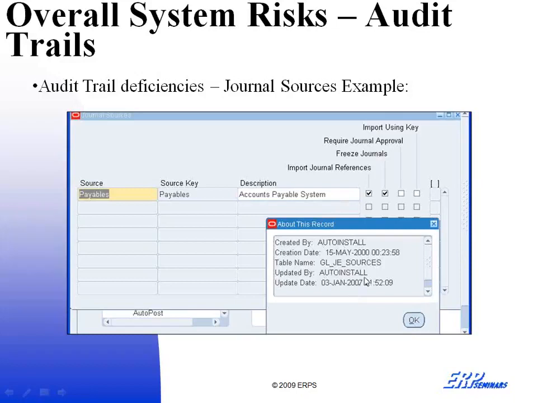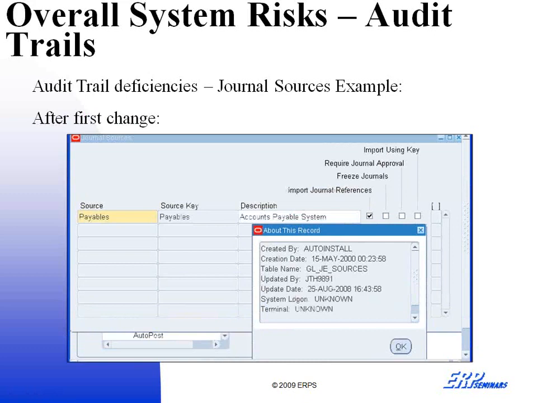So this is the initial state of the record. We can see that it was initially installed May 2010. This is on install, so it was updated, quote unquote, by a user called auto install, and it was last updated by auto install, probably another patch 7 years later, maybe adding another source to the table. So the record, if you just note the update date, is January 3rd, 2007.